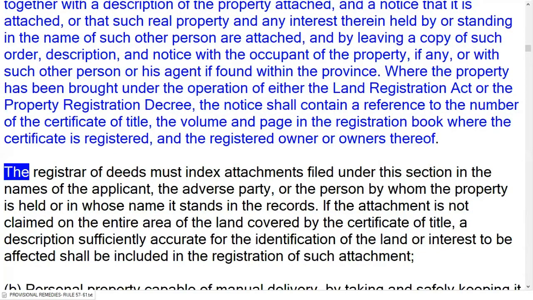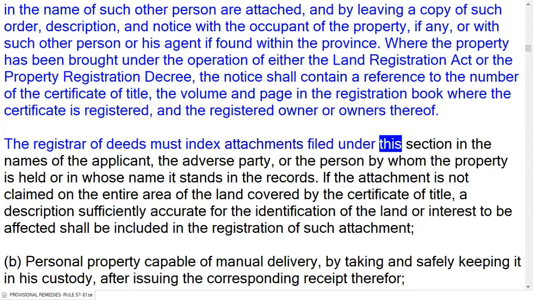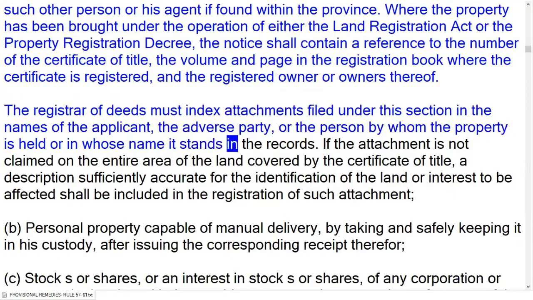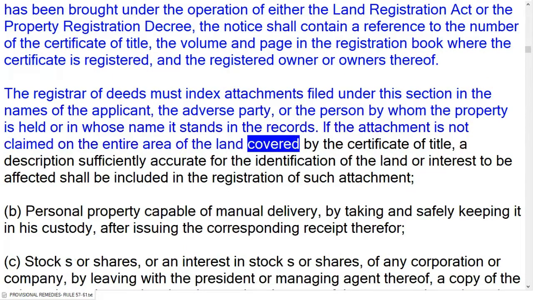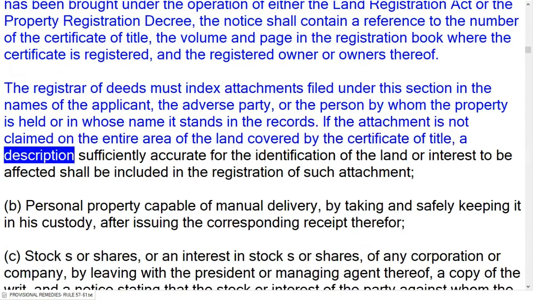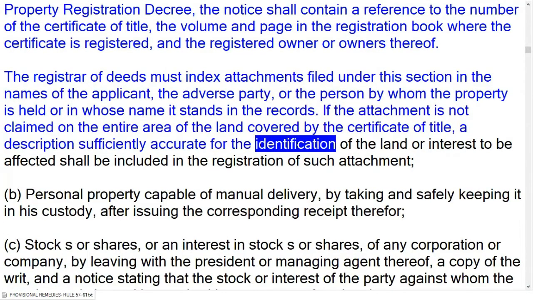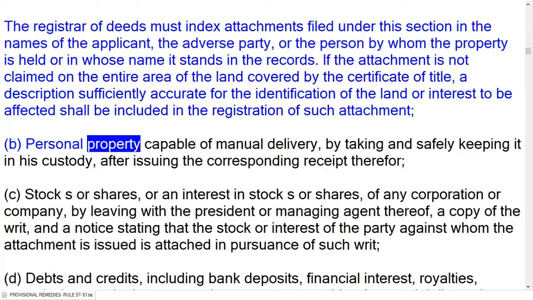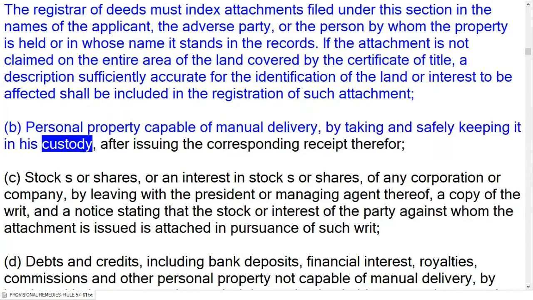The Registrar of Deeds must index attachments filed under this section in the names of the applicant, the adverse party, or the person by whom the property is held or in whose name it stands in the records. If the attachment is not claimed on the entire area of the land covered by the certificate of title, a description sufficiently accurate for the identification of the land or interest to be affected shall be included in the registration of such attachment. B. Personal property capable of manual delivery, by taking and safely keeping it in his custody, after issuing the corresponding receipt therefor.